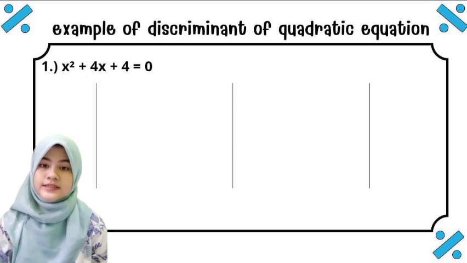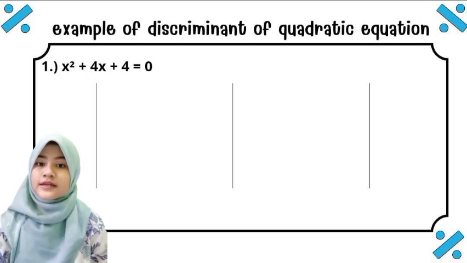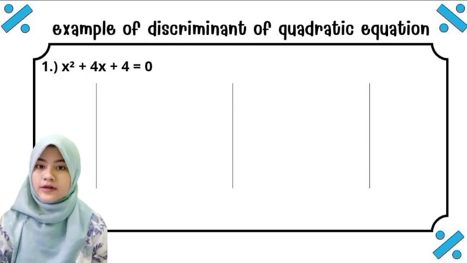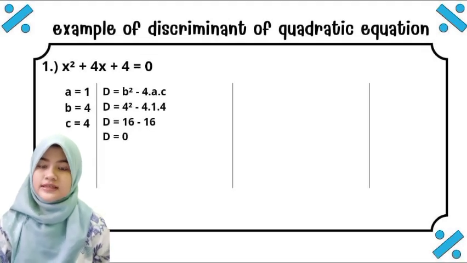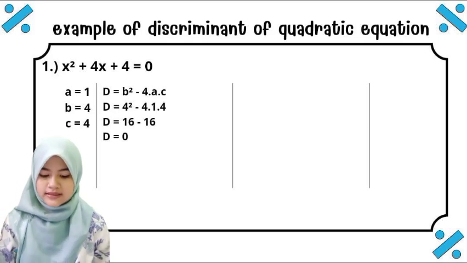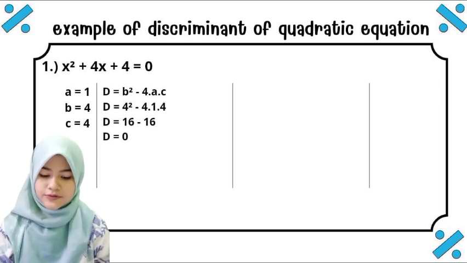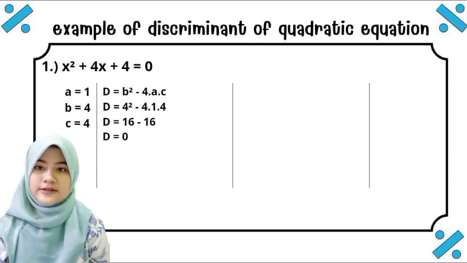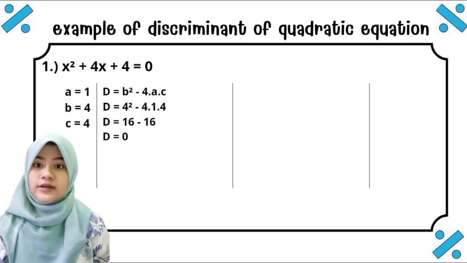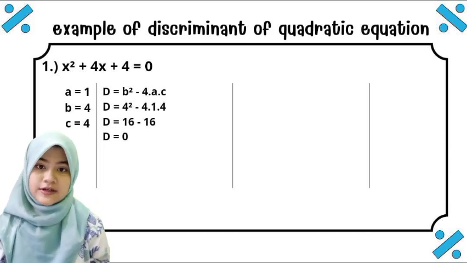Next, we have an example of the discriminant of a quadratic equation. The first example is x to the power of 2 plus 4 times x plus 4 equals 0. A is 1, B is 4, and C is 4. And the discriminant is d. D equals b to the power of 2 minus 4 times a times c. D equals 4 to the power of 2 minus 4 times 1 times 4. D equals 16 minus 16. D equals 0. So, this quadratic equation has two roots with the same value.